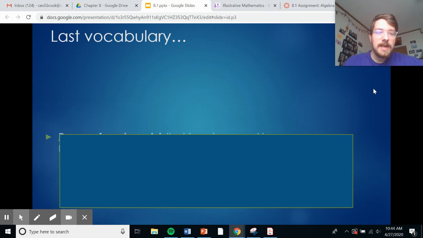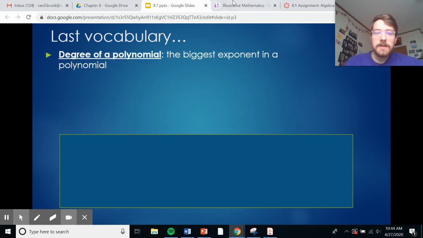So last bit of vocabulary. First thing we got to figure out is degree of a polynomial. And that's just whatever the biggest exponent in a polynomial is. So if I'm asking you for degree, all you have to do is look at all those exponents in there and tell me which one's the biggest one. And that's the number. That's it.